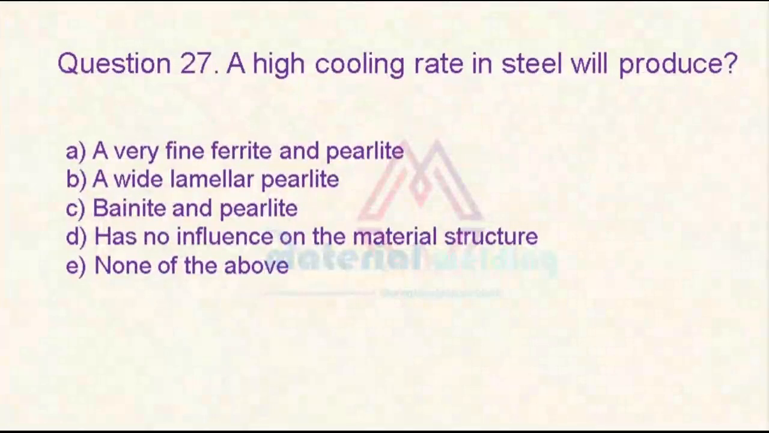Question 27. A high cooling rate in steel will produce: A. A very fine ferrite and pearlite. B. A wide lamellar pearlite. C. Bainite and pearlite. D. Has no influence on the material structure. E. None of the above.